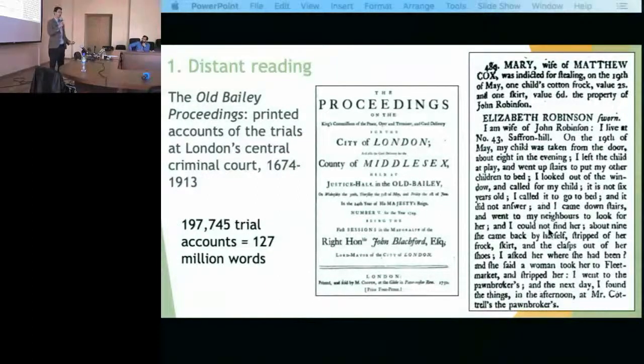We could try and read every single printed account of the trials in a close reading, but there are nearly 200,000 trial accounts. That's 127 million words. It's a lifetime's work. One individual couldn't possibly read every single trial account closely. So what we might do then is do a distant reading of the proceedings, to step back and try and see the whole set of 200,000 trial accounts in their entirety in one go.